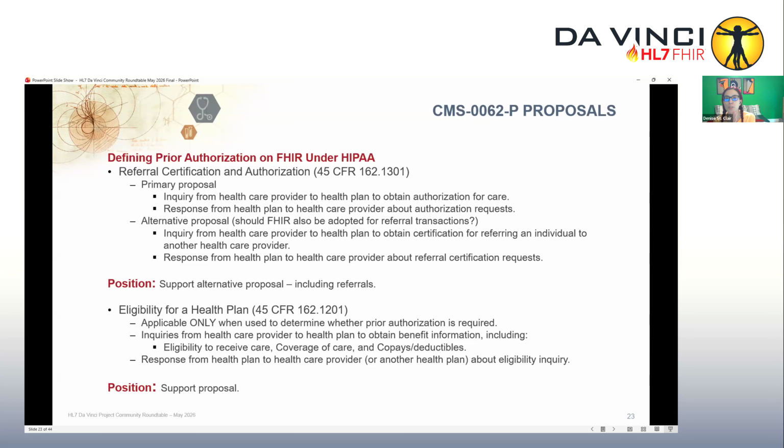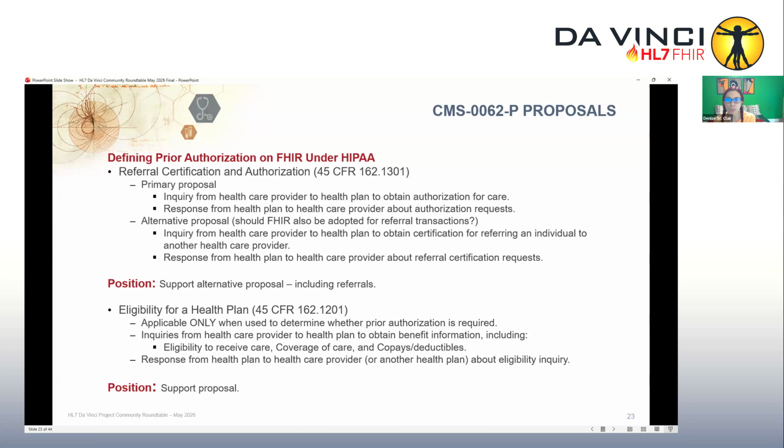And the rule proposes to define prior authorization on FHIR under HIPAA, specifically for the verification and authorization transaction. They have two proposals, a primary and an alternative. The primary is to have it defined as an inquiry from a healthcare provider to a health plan to obtain authorization for care and a response for that authorization. Alternatively, it would also use FHIR for referral transactions. So it wouldn't just be for authorization, but also for referral.